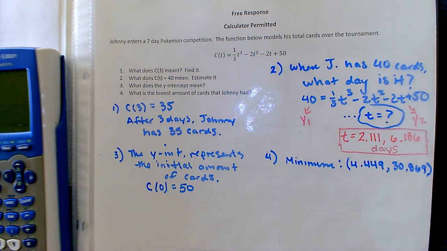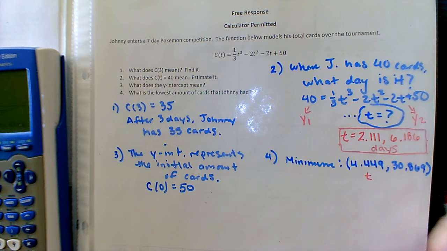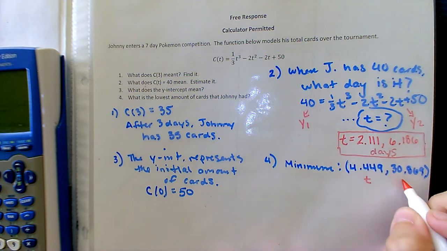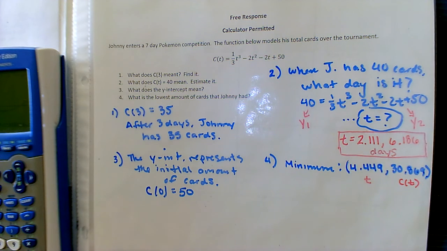All right, so now that we found the lowest point, let's make sure we can actually use it to appropriately answer this question. What is the lowest amount of cards that Johnny had? We got 2 numbers up there. Which one means cards? The 30, right? This was a time, aka an X value, and this was a card, aka a Y value.